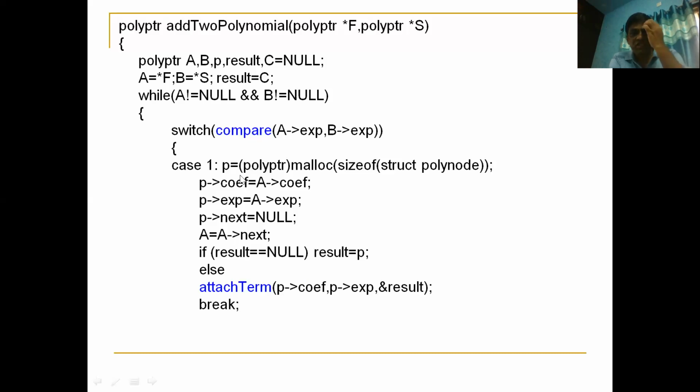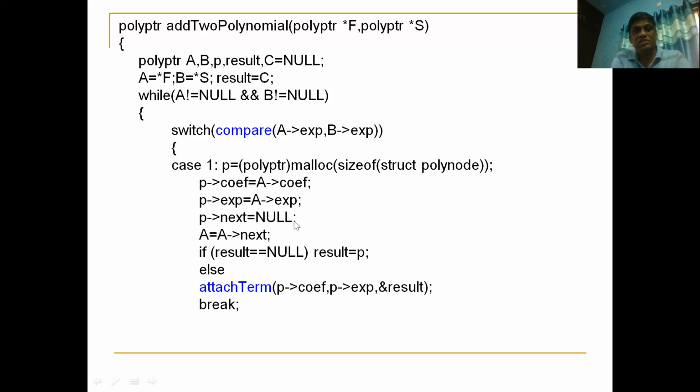So for that, you just create a new temporary node. P is equal to polyptr malloc size of struct polynode. This will create a temporary node and add the information of coefficient exponent to the p. P coefficient is equal to a coefficient. P exponent is equal to a exponent. The reason is we are going to add the term pointed by capital A. So that is why I'm taking a coefficient and a exponent and putting it inside P. And then P next is equal to null.